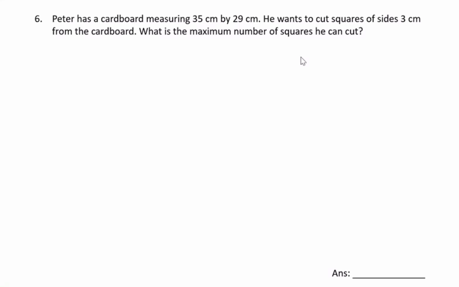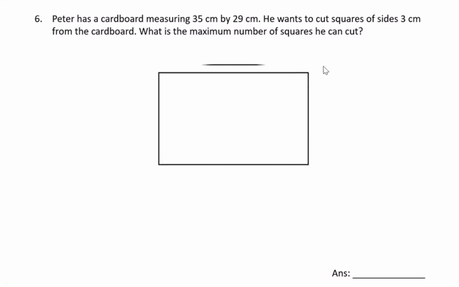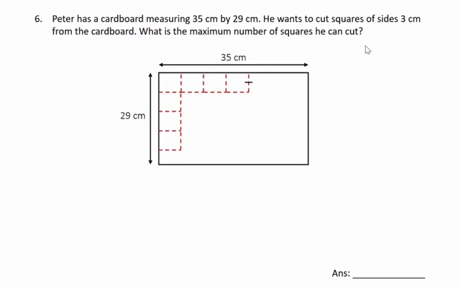Peter has a cardboard measuring 35 by 29. Same thing, just draw the rectangle out. Okay? He's going to cut out squares of side also 3 cm. So you know from the left to the right, you can cut 3 cm by 3 cm squares across. And from the top down all the way to the bottom, you also can cut 3 by 3 cm squares. So what is the maximum number of squares he can cut?